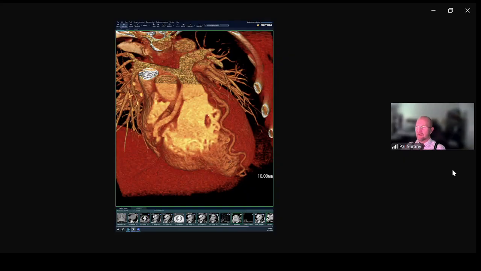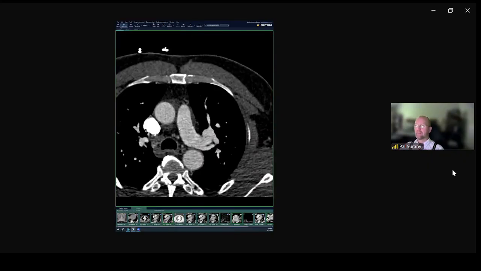And I will tell you as much that this is actually a 65-year-old gentleman. This is the right ventricle and this is the left ventricle. So there's nothing majorly abnormal with regard to the cardiac chambers per se. Coronaries are definitely abnormal. We're going to go to the axial views now.